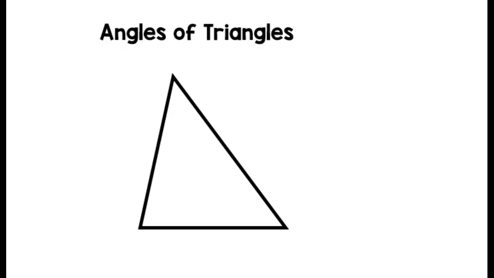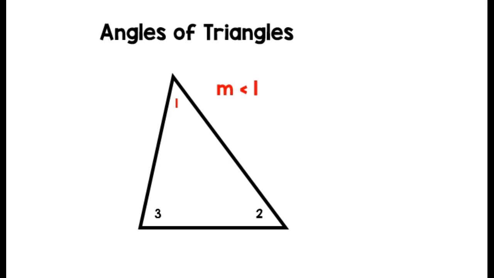Today we're going to talk about the measures of angles of triangles. Now what we know about a triangle is that it has three sides and it also has three interior angles. We have angle 1, angle 2, and angle 3, or however you decide to label them, or they are labeled in a problem. And we know something special about triangles.